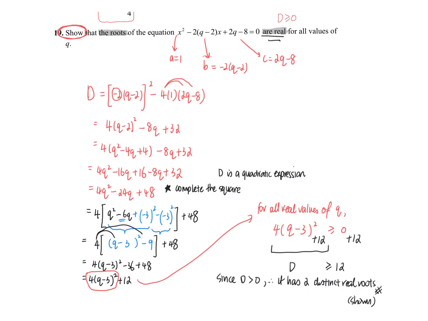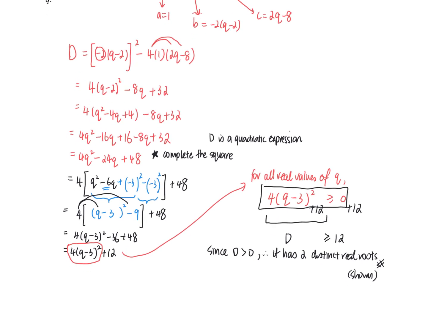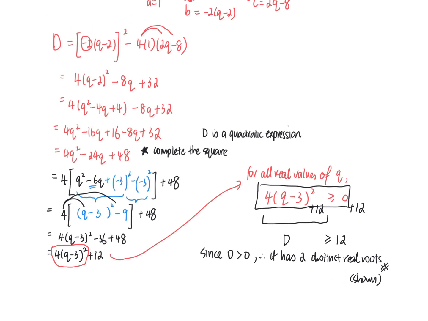Quadratic formula? No. Because when you use the quadratic formula, you are solving for q and it cannot relate to this statement. Because our mission is to prove that the discriminant is greater than 0. After a while, you'll realize that show questions always have this trend. And they are asking you the same thing.